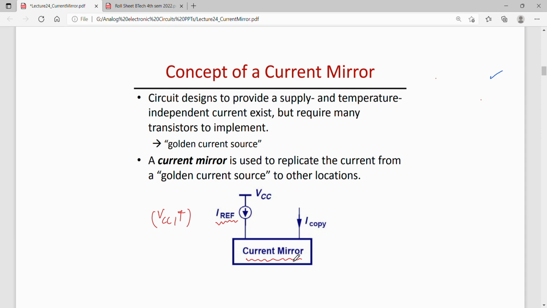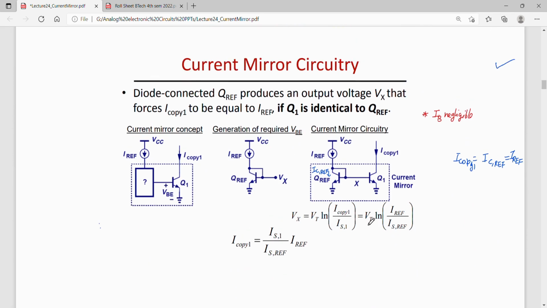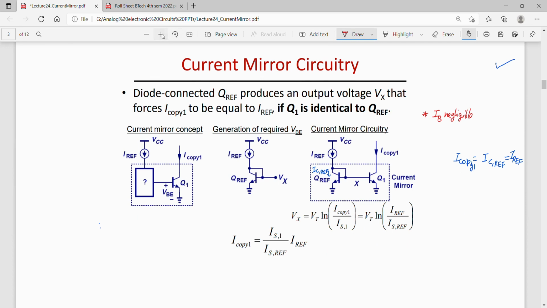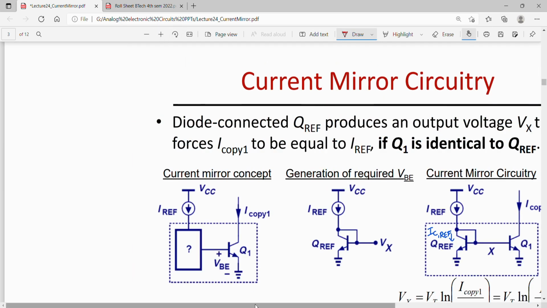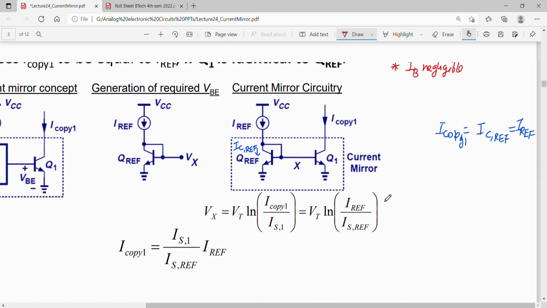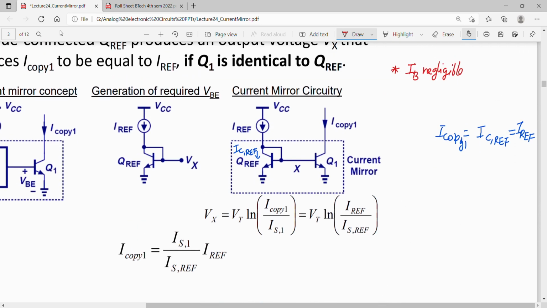So let us now see what this circuit, the current mirror, is. So this is my current mirror circuit. A little bit I'll zoom it. So a current mirror circuit consists of a reference transistor, okay, QREF, and in this reference transistor, the collector and base are both tied together. And then you have a current source over here.